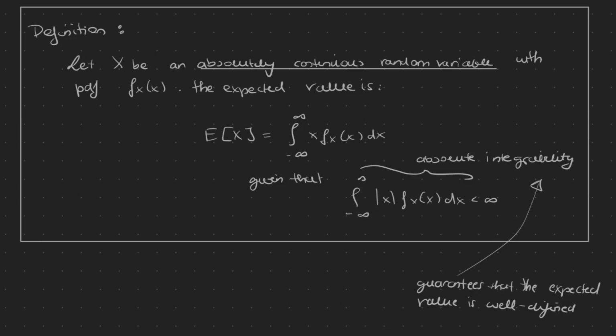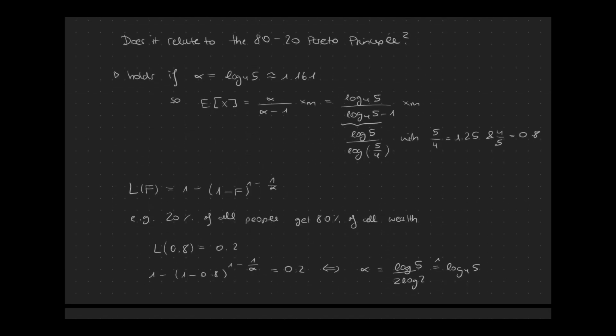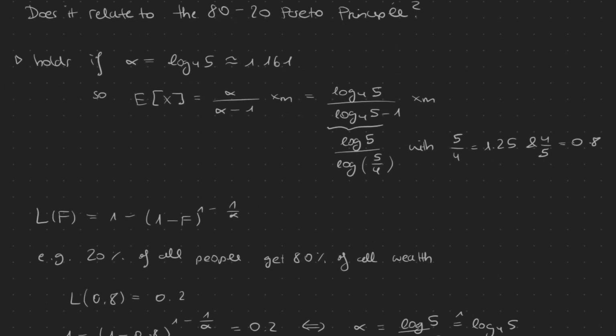And as an encore, let's see how the Pareto distribution relates to the 80-20 Pareto principle. Or does it even relate at all? And indeed, the Pareto distribution reflects the 80-20 Pareto principle. If alpha is equal to the logarithm base 4 of 5, which is approximately equal to 1.161, the expectation value is equal to log 5 over log 5/4 times x_m. How can we see from that this reflects the Pareto principle?